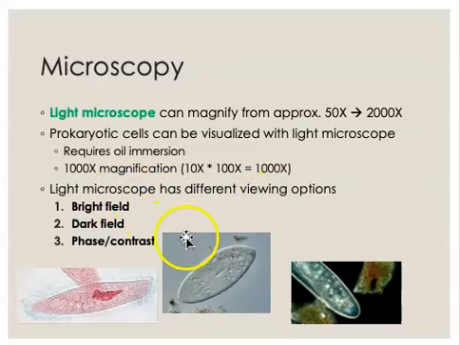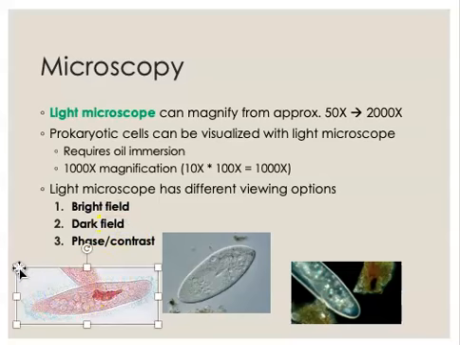Now, this term field just refers to the background. In other words, there are cells or other objects on a glass slide, and then there's a background around those cells. So, in bright field mode, the background or the field behind the cell is going to be brighter than the cell itself. In dark field mode, the opposite is going to be true. The background is going to be darker, and the cell will be lighter.